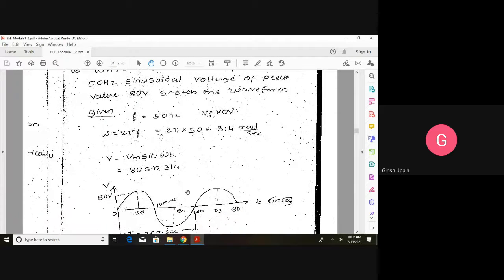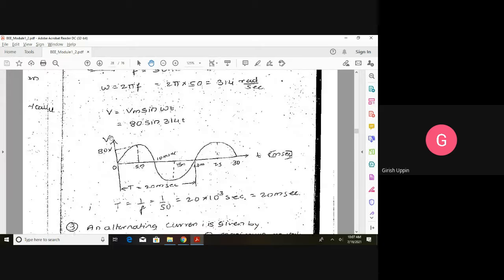Okay, and when you are drawing the waveform, make sure the x-axis is time or angle, whichever you prefer, and the y-axis is voltage. Now draw this sinusoidal waveform and specify the peak value as 80 volts. You have to say here Vm is equal to 80, and you have to calculate the time period.